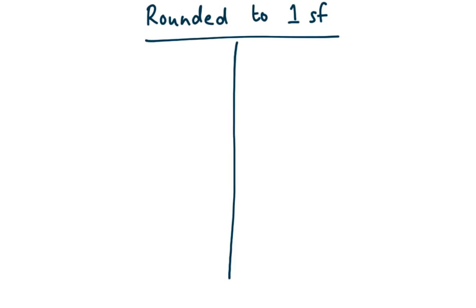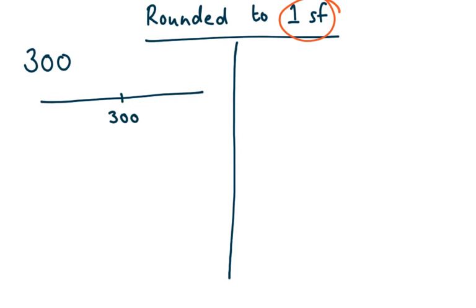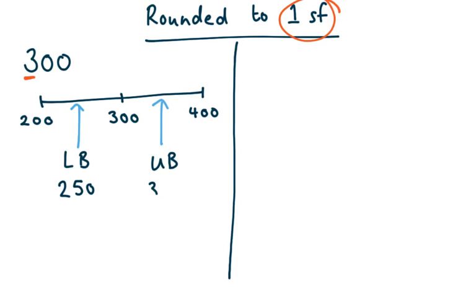Next, rounded to one significant figure. 300 has been rounded to one significant figure. These are the final questions in the quiz. These are a bit hard. What we've got to think about is, what's the first significant figure? It's hundreds. So we go down by 100 and up by 100. Look in the middle. Your lower bound is 250 and your upper bound is 350.